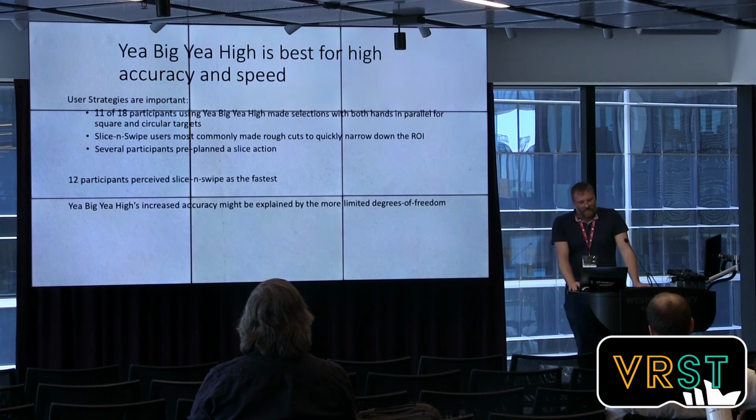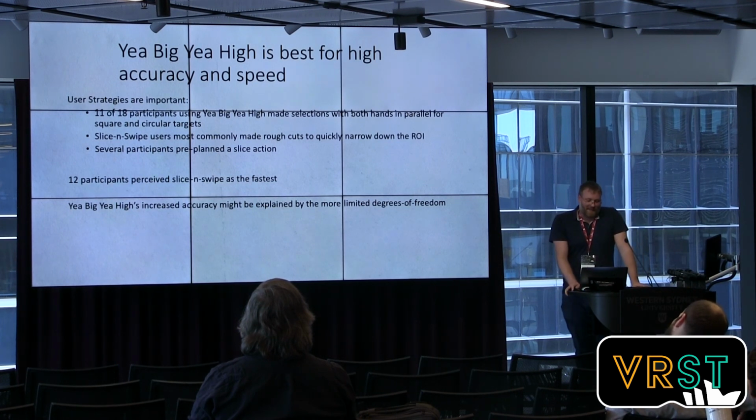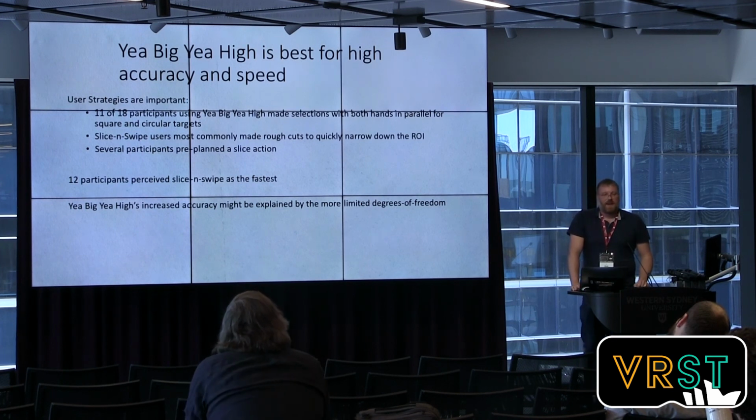The other reason for these results is that Yea Big Yea High's increased accuracy might be explained in part by the more limited degrees of freedom. It is a 6-degree of freedom interface, but that's divided to 3 degrees for each hand, because you're essentially just controlling the position of the planes, and then the relative position between your hands defines their orientation. Those more limited degrees of freedom compared to slice and swipe, where it's a full 6 degrees of freedom, could explain the accuracy. Interestingly, we would have expected similar results for volume cube. It again has 6 degrees, but it's split to 3 for each hand to display essentially the corners of the cube. But that may have been overloaded by a higher mental load.